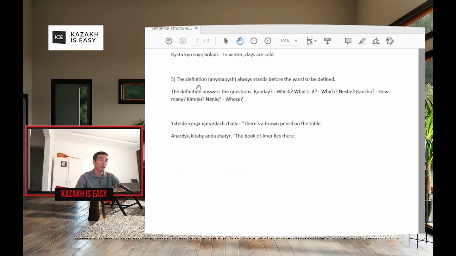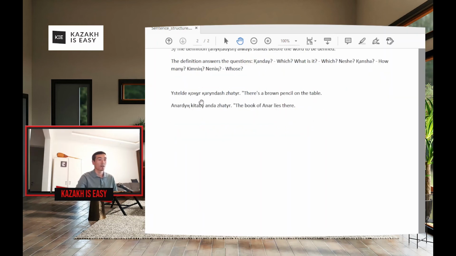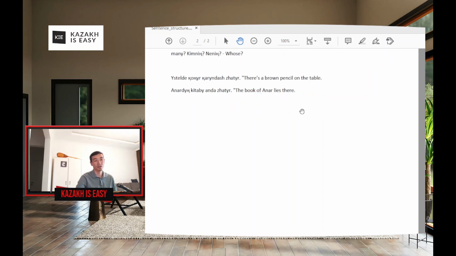So next, the definition. Анықтауыш always stands before the word to be defined. The definition answers the questions қандай, which, what is it, неше, қанша, how many, кімнің, ненің, whose. Examples: үстелде қоңыр қарындаш жатыр. There's a brown pencil on the table. Анардың кітабы анда жатыр. The book of Anar lies there.